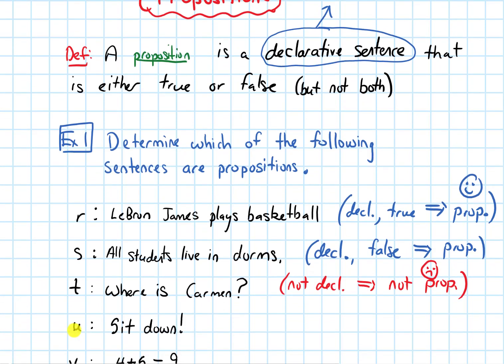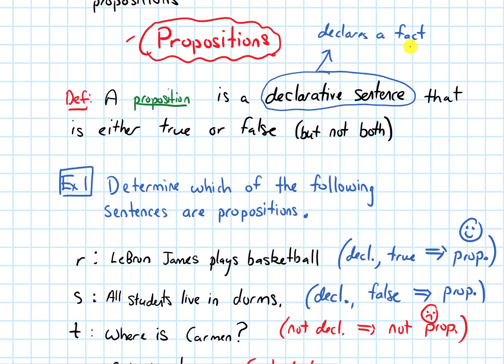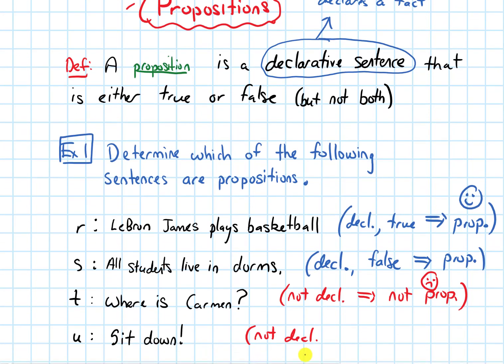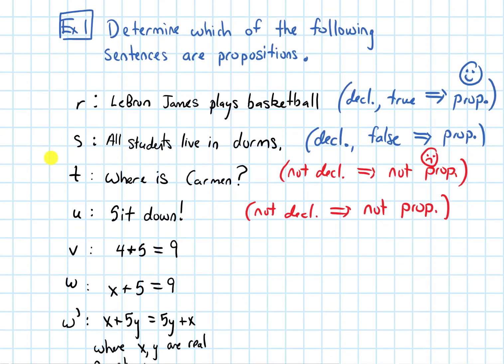Okay, what about U, which says, sit down, exclamation point. With this sentence as well, it doesn't have an underlying truth value. It doesn't make sense to say, oh, sit down, that's true, or sit down, that's false. So this is not declarative. A declarative sentence would declare some fact that has an underlying truth value, either true or false, but this doesn't. So this is also not a proposition. All right, let's do a couple more of these.